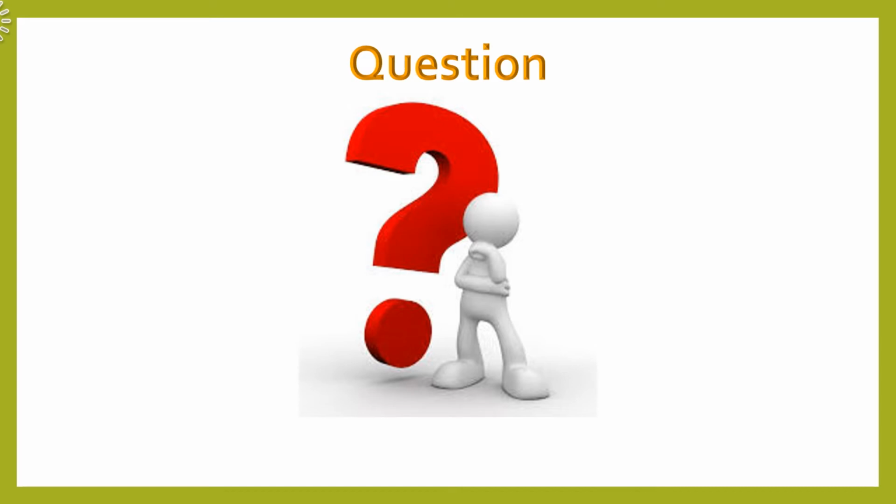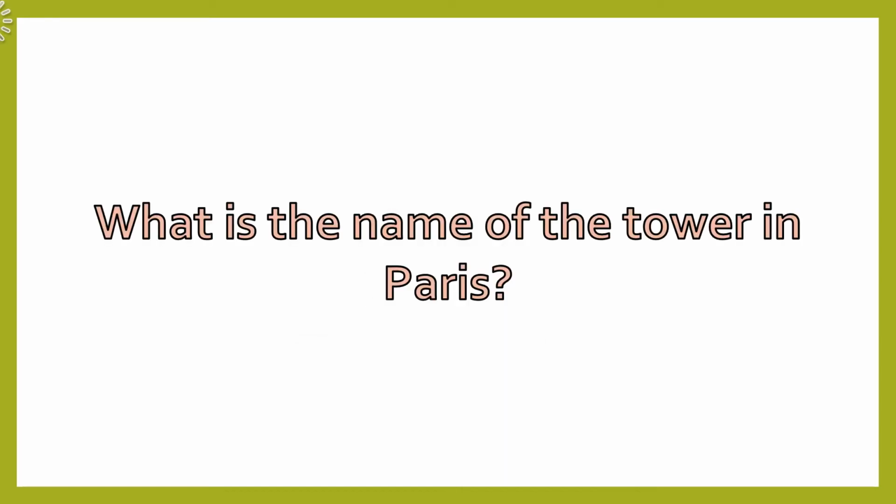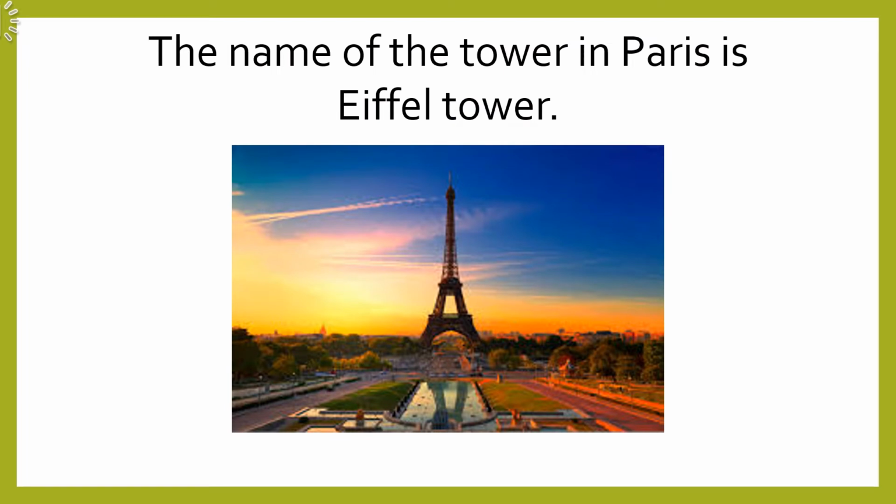Question: what is the name of the tower in Paris? The name of the tower in Paris is the Eiffel Tower. It is named after the engineer Gustave Eiffel, whose company designed and built the tower. During its construction, the Eiffel Tower surpassed the Washington Monument to become the tallest man-made structure in the world, a title it held for 41 years until the Chrysler Building in New York City was finished in 1930.